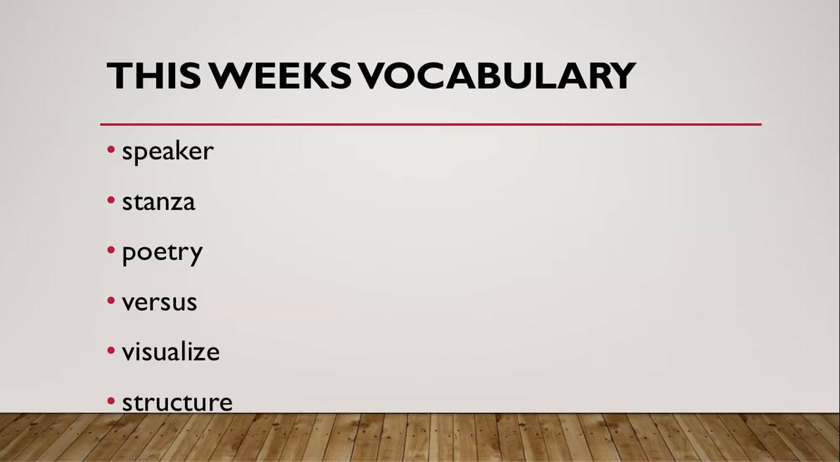This week's vocabulary is the speaker, stanza, poetry, verse, visualize, and structure. When we're talking about the speaker, we're talking about who is talking in the poem and who is telling the poem. A stanza is what would look like a little paragraph, but in a poem it's called a stanza, so it's a group of lines. Poetry is a form of written work. A verse is what poems are made of. Visualize is what we do when we think of a poem because we make a beautiful movie in our head. And the structure is how it is written.